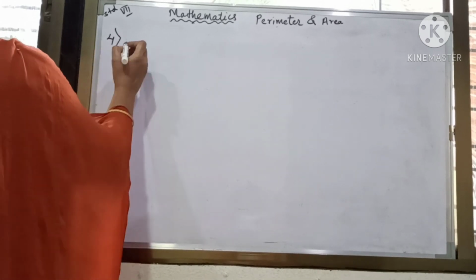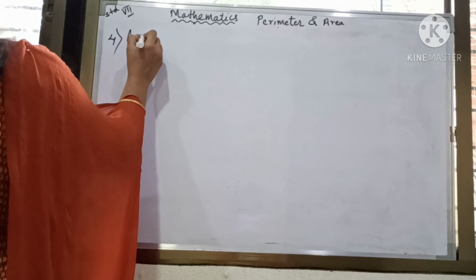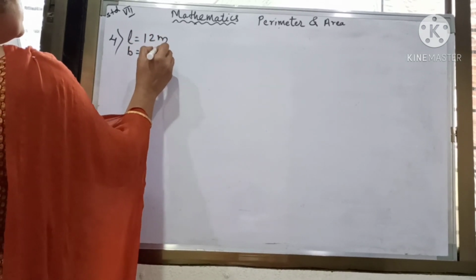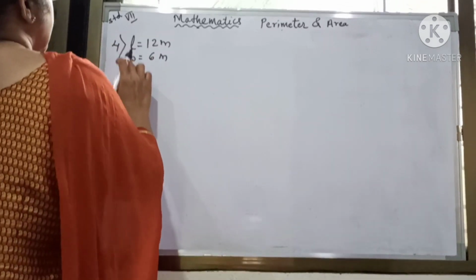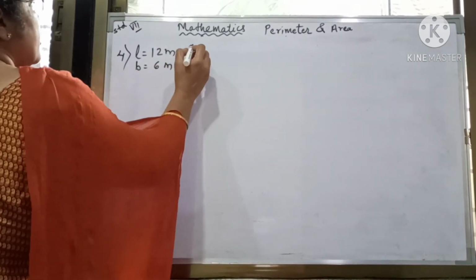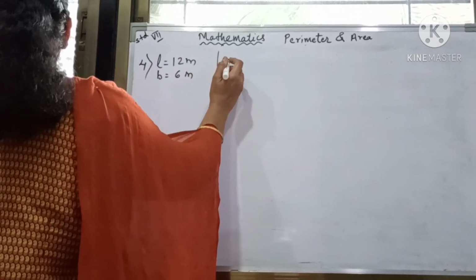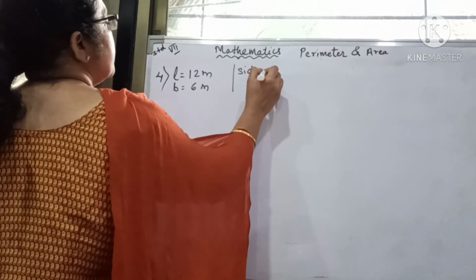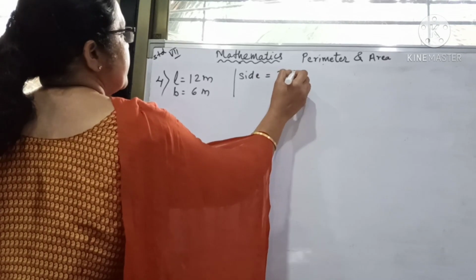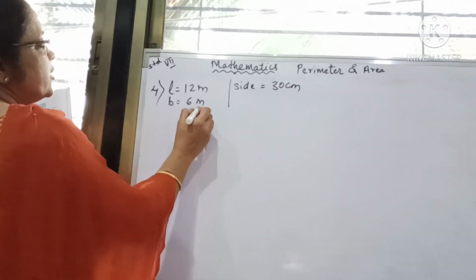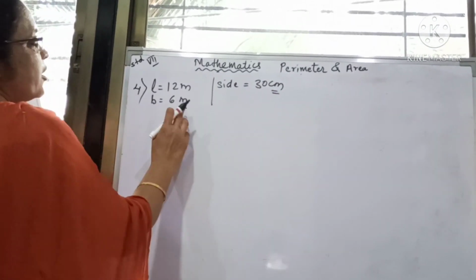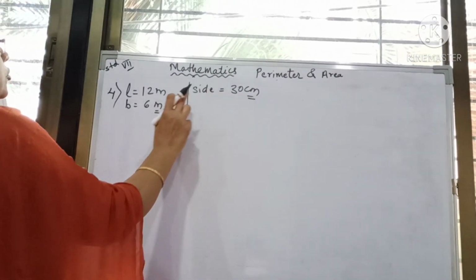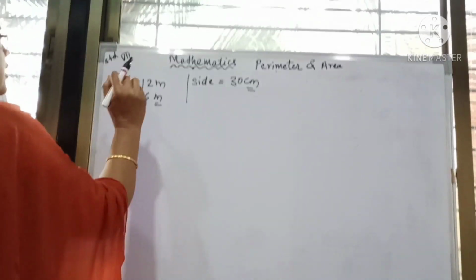Now, a rectangular hall: the length is 12 meters and the breadth is 6 meters. This is the length and breadth of the hall, and one side of the square tile is given to you as 30 centimeters. So this unit is meters and this is centimeters. Either you have to convert this into centimeters or this into meters. So let us convert this into centimeters.